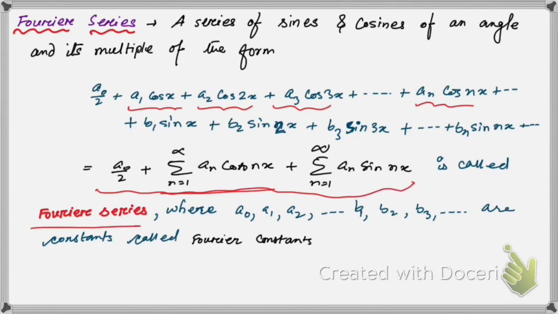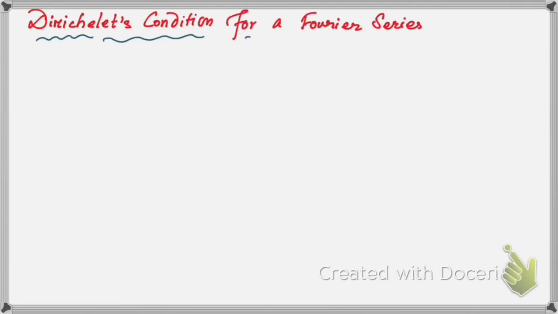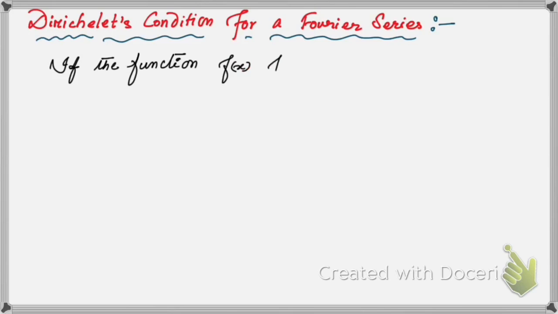Now we have a few conditions. Let us discuss the Dirichlet conditions for Fourier series. Now you see, if we have a function f of x on the open interval minus pi to plus pi, then it is single valued.